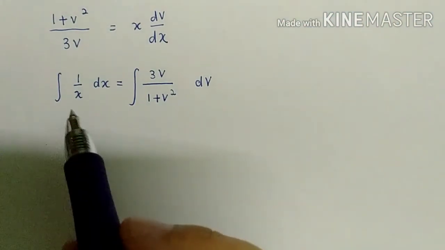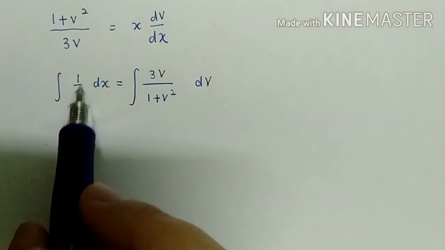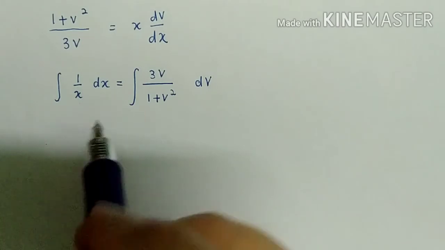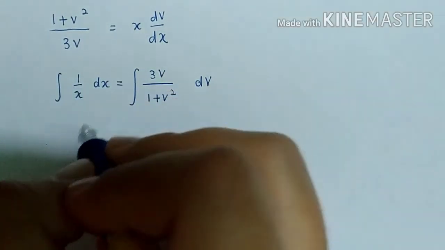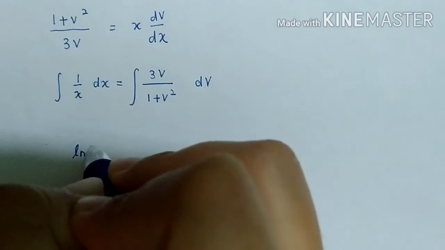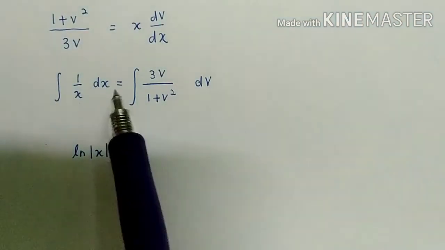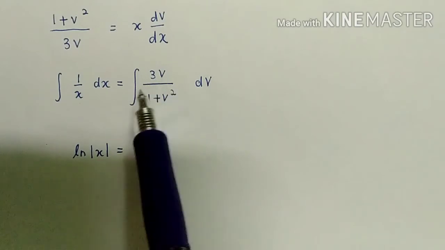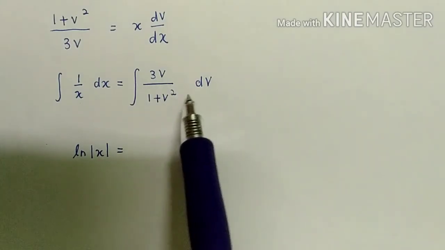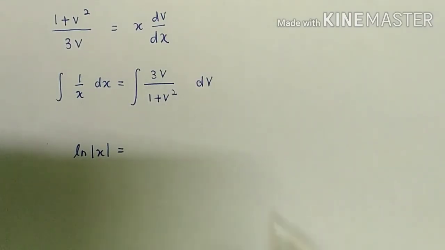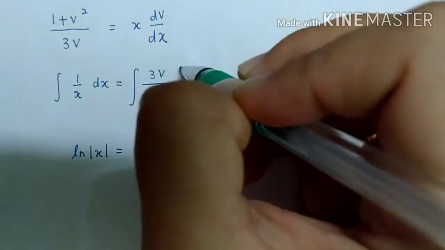Okay, so for the left side, we have integration of 1 over x dx. So this integration, we can simply get ln x, and then equals to integration of 3v over 1 plus v squared dv for the right side. So this one, we can integrate this function by using the substitution method.